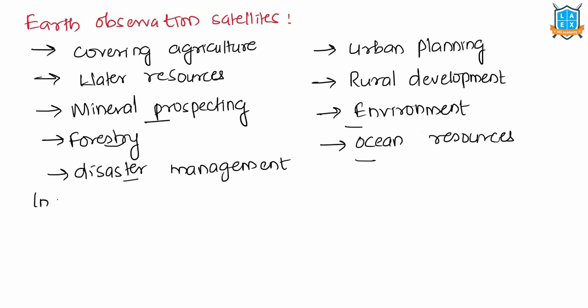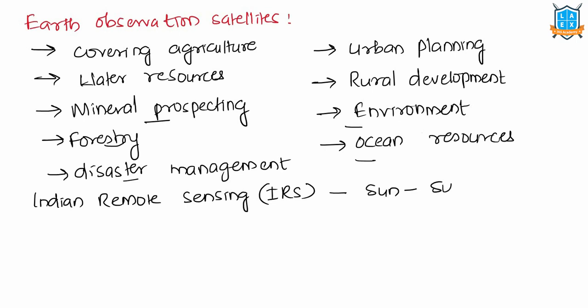Next, we have to learn about the Indian Remote Sensing, in short IRS. The IRS series of satellites are located in the sun synchronous orbit. We have learned about this orbit also. Sun synchronous polar orbit satellites are Earth observation satellites.